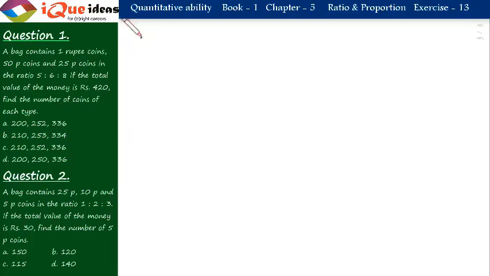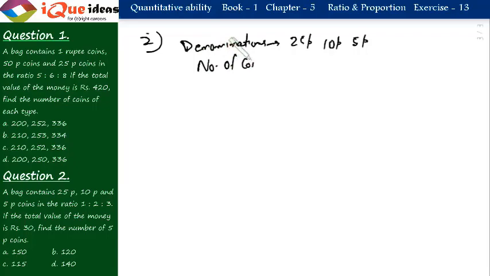Second question says the bag contains 25 paisa. So the denominations in this question are 25 paisa, 10 paisa and 5 paisa. And the number of coins are in the ratio 1 is to 2 is to 3. So what we'll do, we'll assume 1 and 2 and 3 to be the actual number of coins.